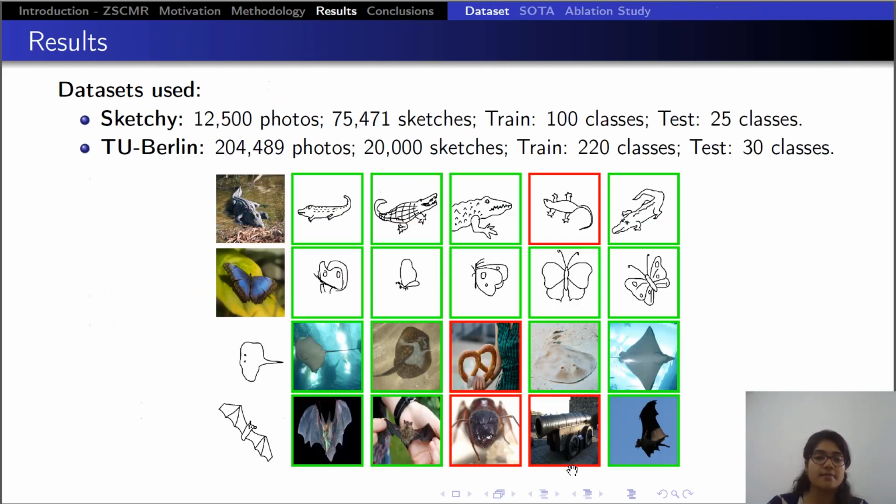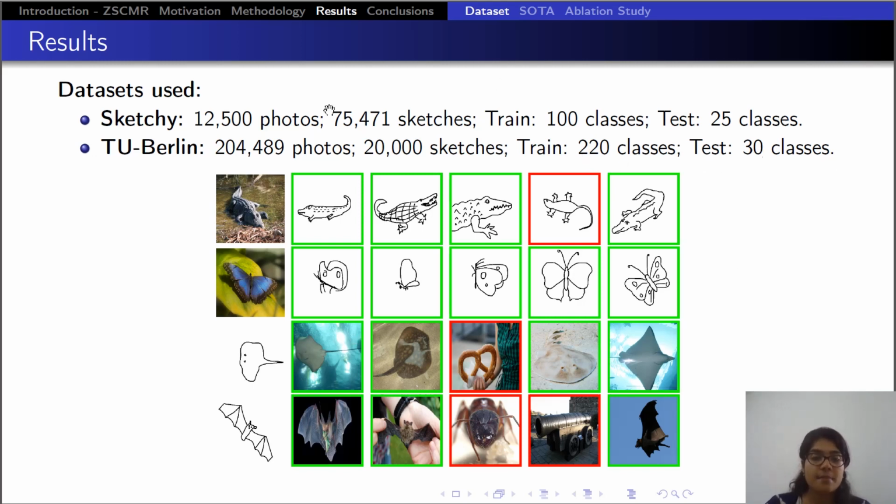Now for our experiments, we have used the Sketchy and the TU-Berlin datasets. The Sketchy has so many images and so many sketches, and we follow the common protocol used by all, which is 100 training classes and 25 test classes. For the TU-Berlin, we use 220 classes as the train classes and 30 classes as the test classes.